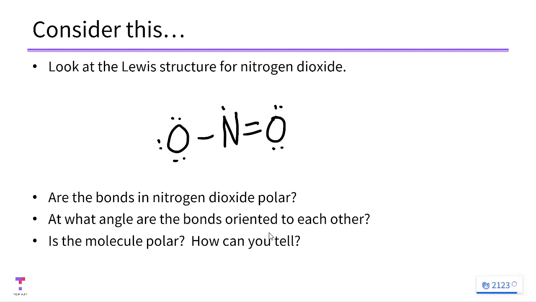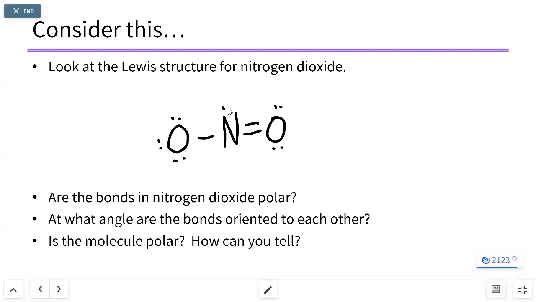Yeah. Remember, polarity of bonds is just a matter of electronegativity difference. Is there a difference in electronegativity between nitrogen and oxygen? Yes. Pauling scale says it's about 0.5. That would put it on the weakly polar part of the scale. So yes, we know that these bonds are polar.